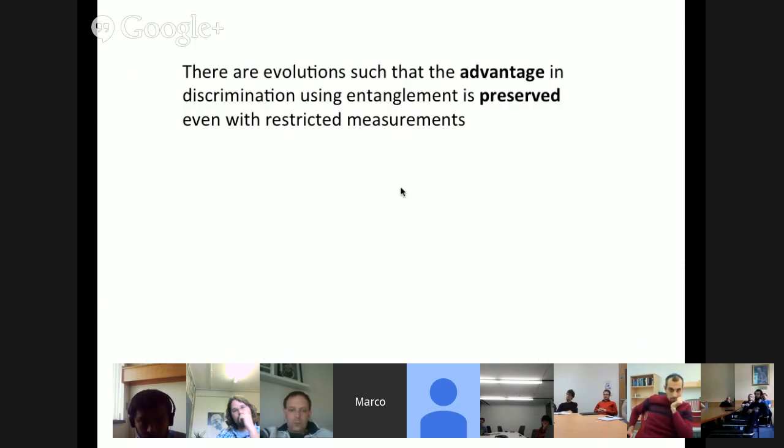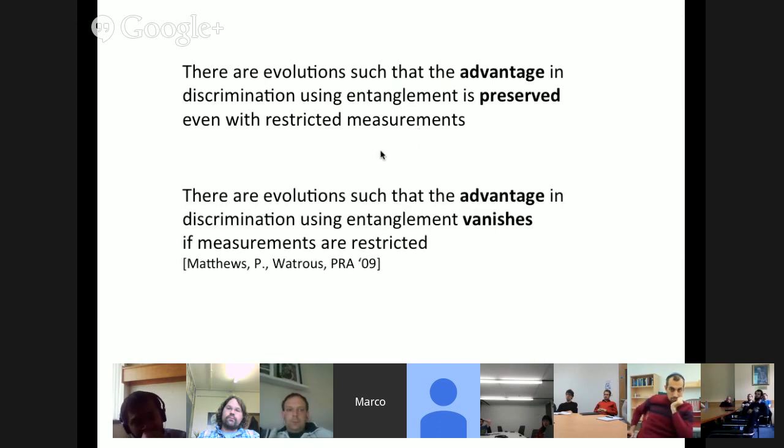So we studied the situation a bit already, and what we found is that there are evolutions such that the advantage in the discrimination that is provided by input entanglement is preserved even with restricted measurements. On the other hand, there are evolutions such that the advantage vanishes if we impose restrictions on the measurement. This was analyzed in a paper with John Waters and with Matthews.